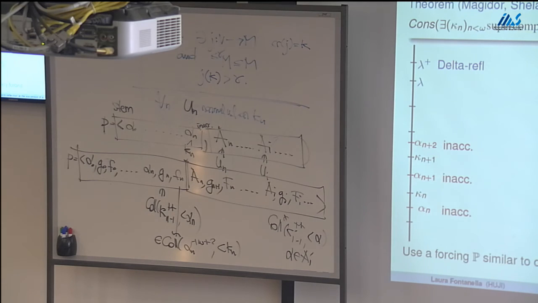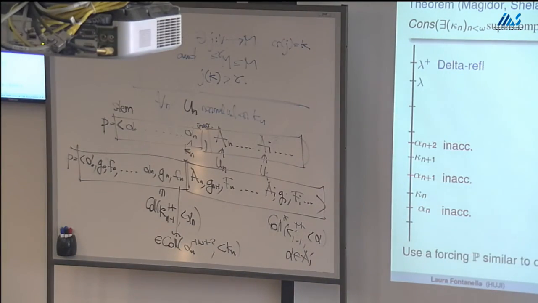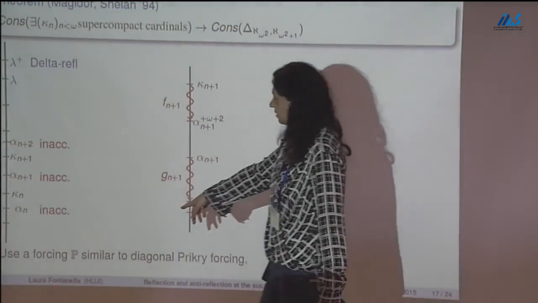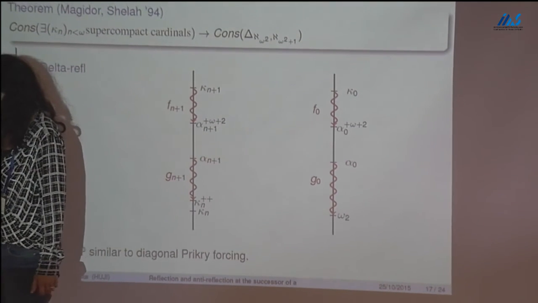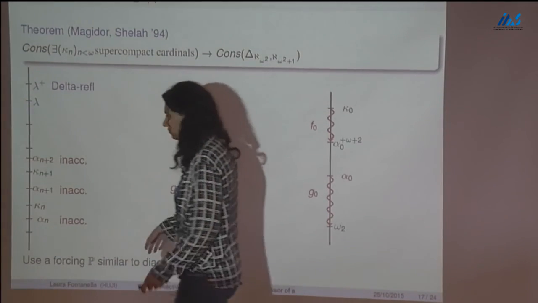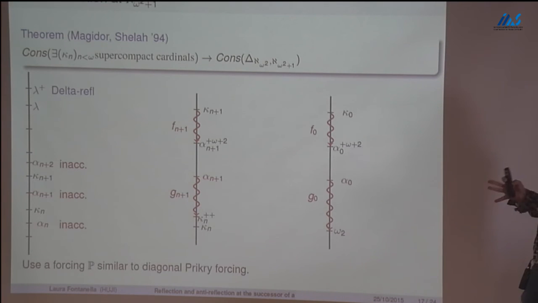The important thing to say about this is that, unlike Prikry type forcing, this forcing, Magidor-Shelah forcing, doesn't have the property that when you have two conditions with the same stem, they are compatible. Unfortunately, this doesn't hold for this forcing, essentially because the G sequence prevents the forcing from satisfying this property. So this is how you get the delta reflection at Aleph omega square plus 1.